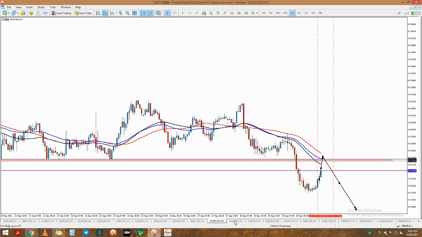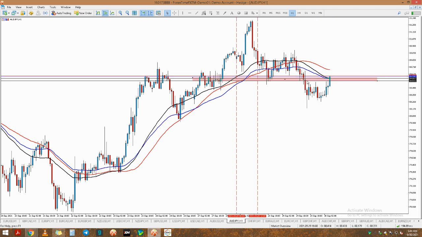Next, we have AUD JPY. There was this level here. It has been broken. This one is a potential hotcake. So I'll just wait for it and see the way it will behave. Possibly I'll get that entry for me to go short.